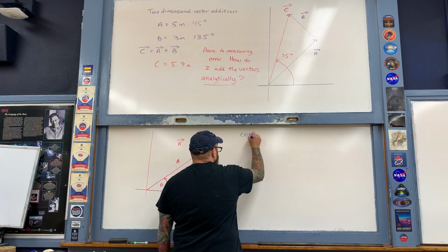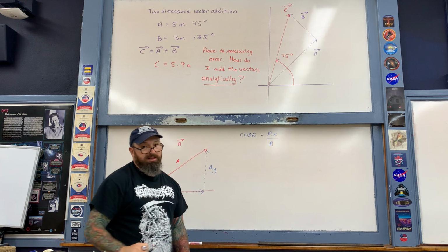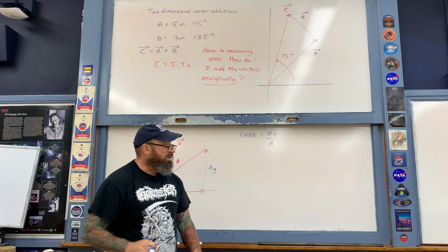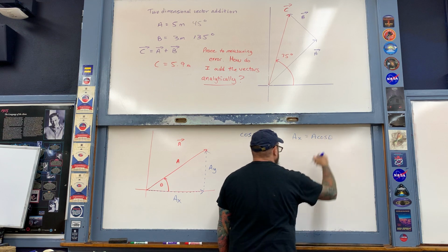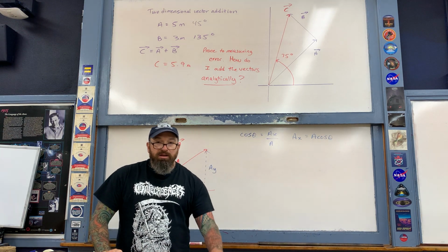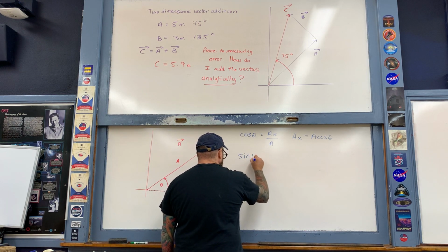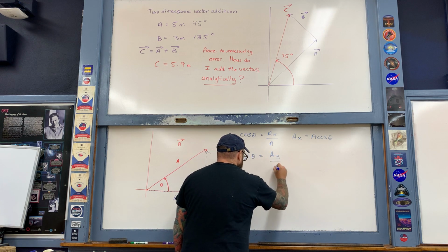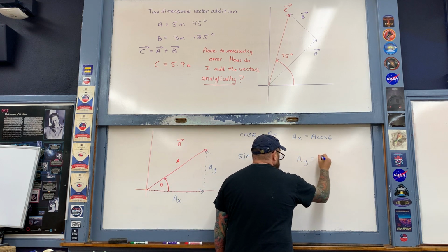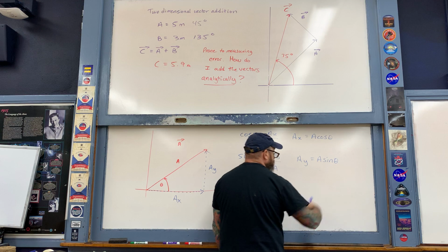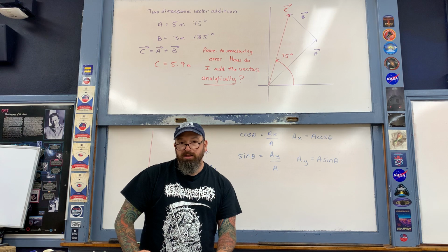So recall that the cosine of an angle is equal to the adjacent side divided by the hypotenuse. In this case, a sub x over A. So if you just cross multiply a little bit, a sub x is equal to A cosine theta. Similarly, we can find a sub y by using sine. Sine of theta is equal to the opposite side divided by the hypotenuse. So then therefore, if you cross multiply, the opposite side, a sub y, is the hypotenuse multiplied by the sine of the angle. So finding the components a sub x and a sub y is easy to do.